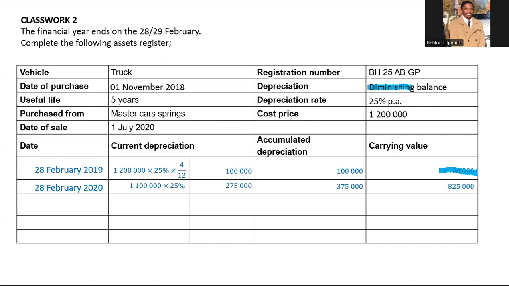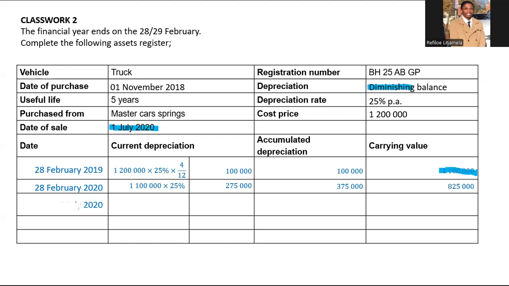825,000, we're going to multiply it by, because I see that this asset was sold on the 1st of July 2020. So for that year, it was used for March, April, May, June, from the beginning up till the date of sale. Remember, when it is sold, it was there already from the beginning of the year. It's March, April, May, June. I don't count July because it's on the 1st, which is 4 months.